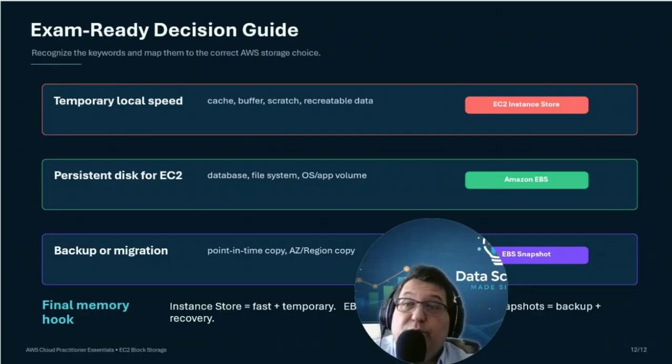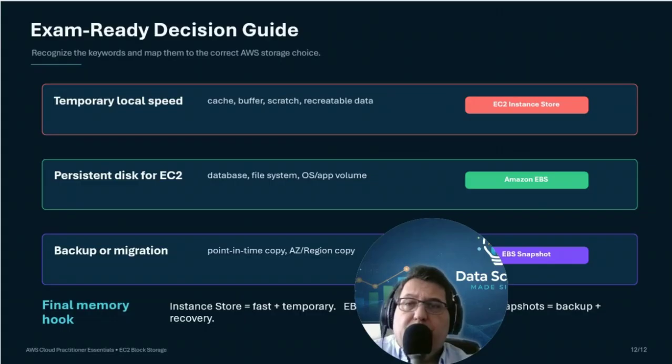Persistent disk for EC2: when the question mentions data running on EC2, a persistent operating system disk, application files, a traditional file system, or data that must survive stop and start, the likely answer is Amazon EBS. EBS is the persistent virtual disk associated with an EC2 workload. Backup, copy, or recovery: when the question mentions point-in-time backup, incremental backup, restoring an EBS volume, creating a copy in another availability zone, copying data to another region, or disaster recovery, the likely answer is EBS snapshots.